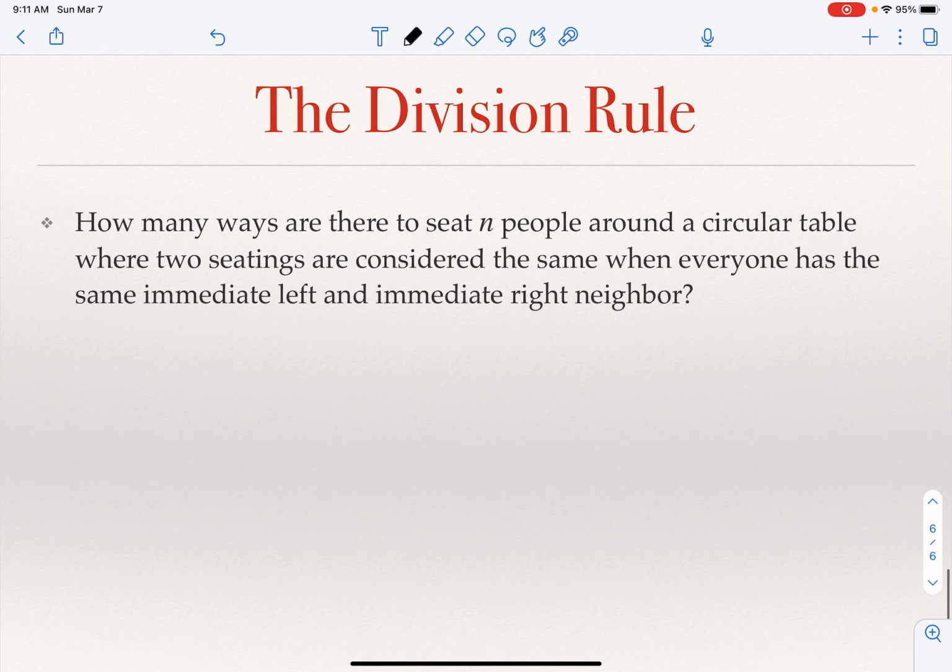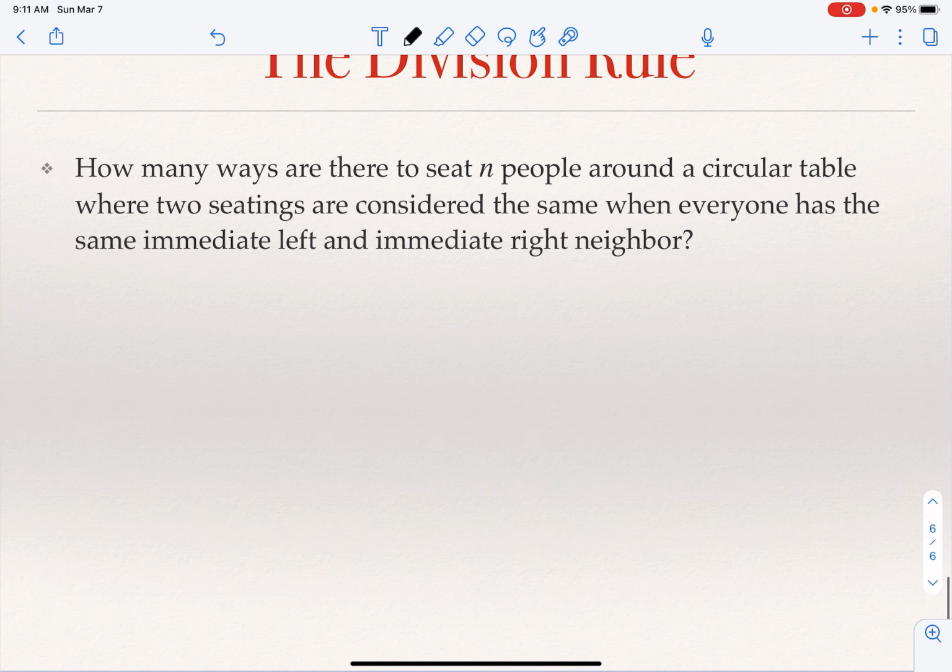So I want to count the number of ways I can seat n people around a circular table where 2 seatings are considered the same when everyone has the same immediate left and immediate right neighbor. So I have a circular table. Let's actually visualize it first. Imagine I have 4 individuals, and let's call them by their numbers, 1, 2, 3, 4. So one way to put them is, this is 1, this is 2, this is 3, this is 4. Now, the specification of the problem tells me that 2 seatings are considered the same when everyone has the same immediate left and immediate right neighbor.